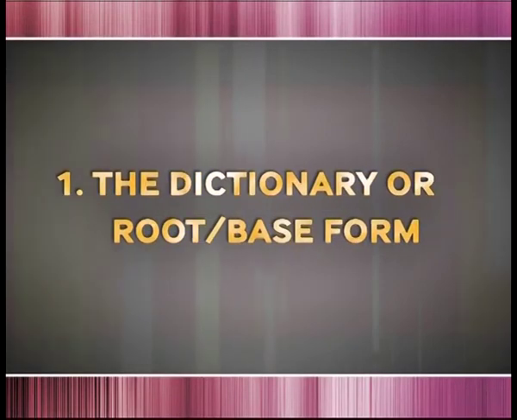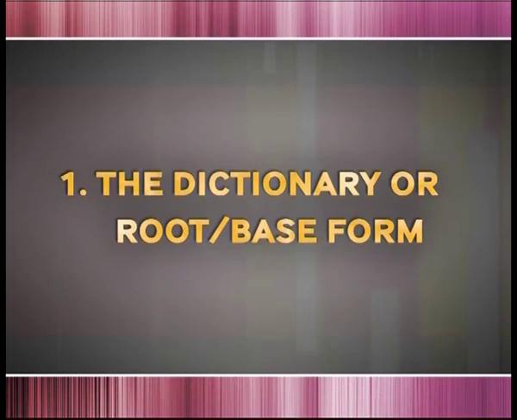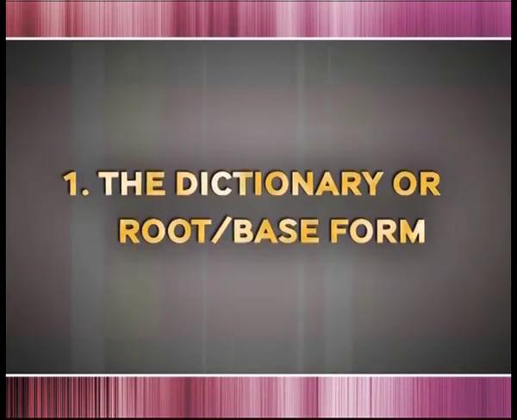The verb shows the time by certain forms it takes. These forms are called the tense forms of the verb. There are 4 tense forms which the English verb takes. The dictionary or root or base form. This is the form which the verb takes in the simple present tense. It is also called the bare infinitive form.